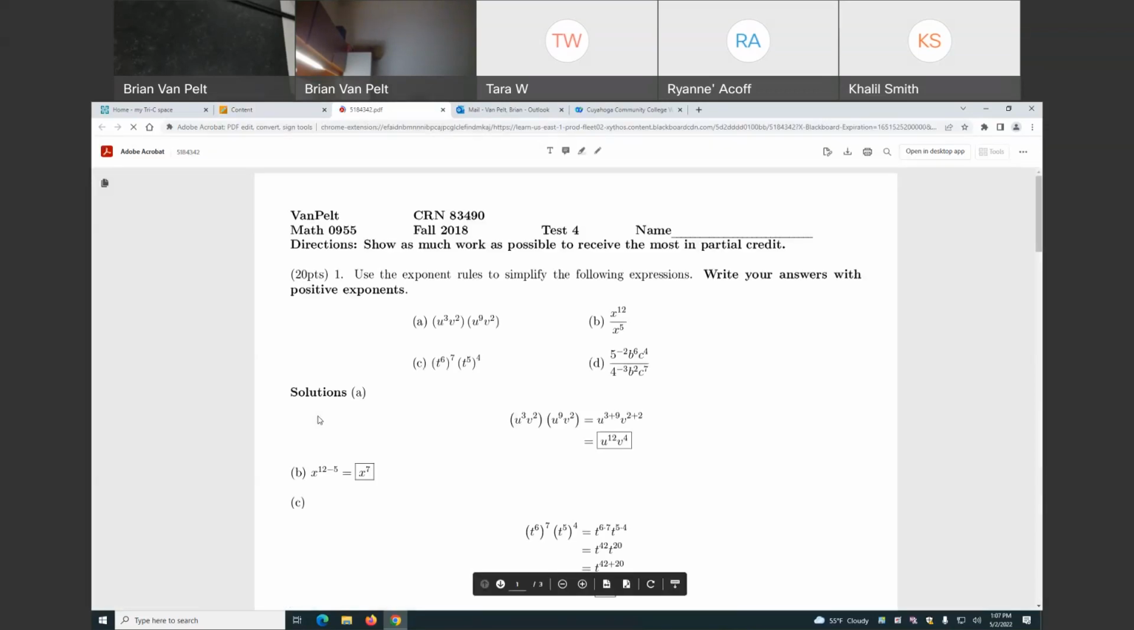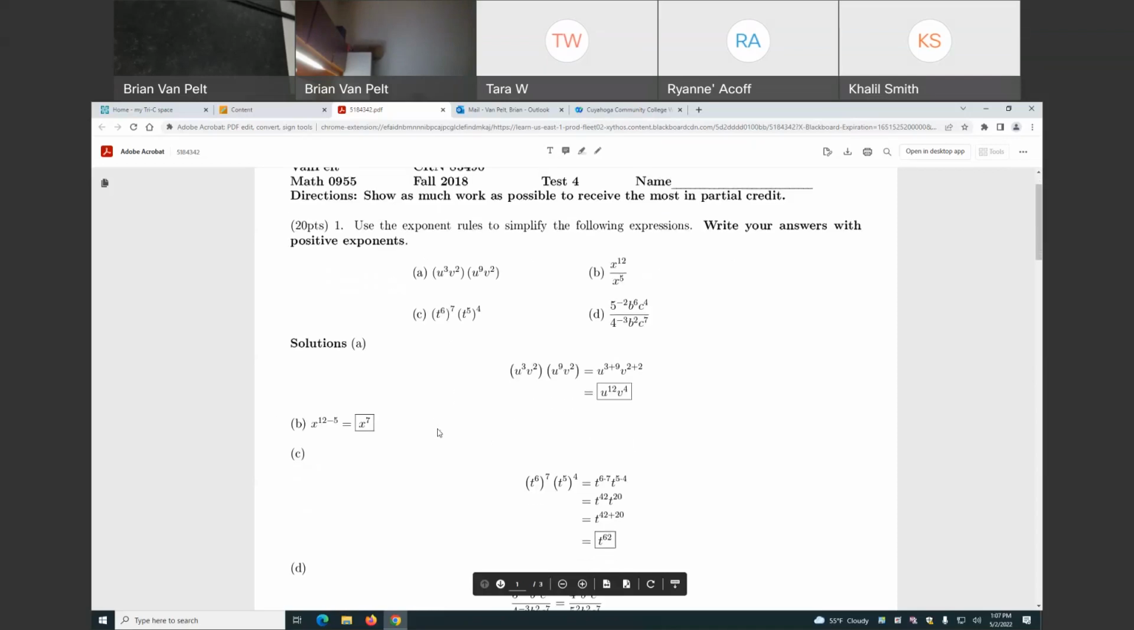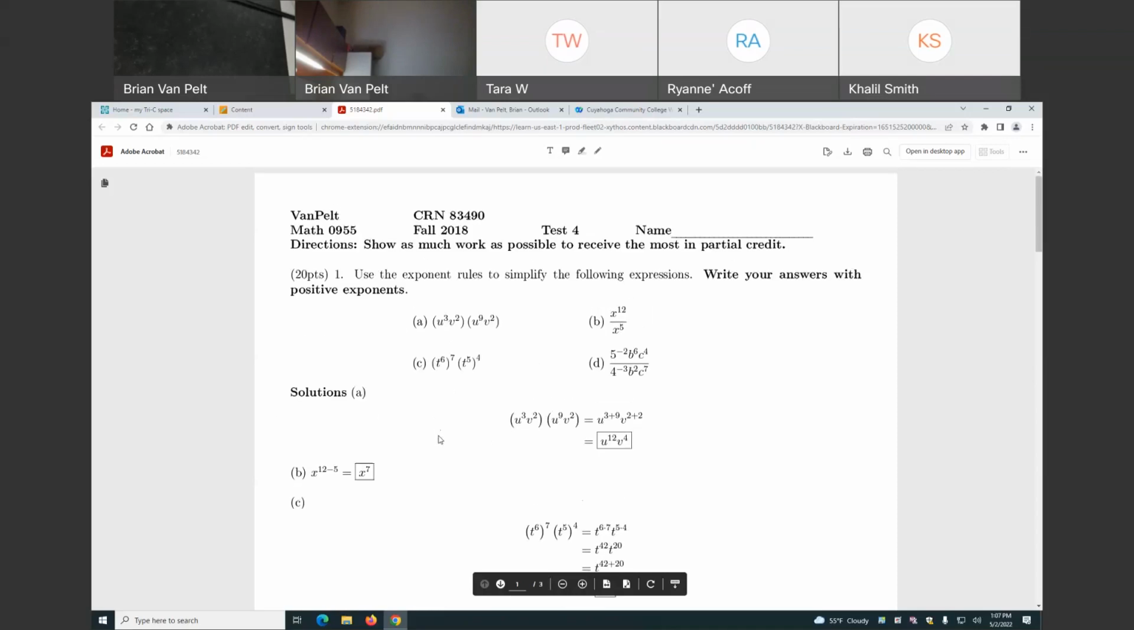And well, if you keep with it, you'll get, oh, look, the solutions are in here. Check that out. See it? This is test 4 with the solutions already there. All right. So anyways, let's see what material we've covered so far.